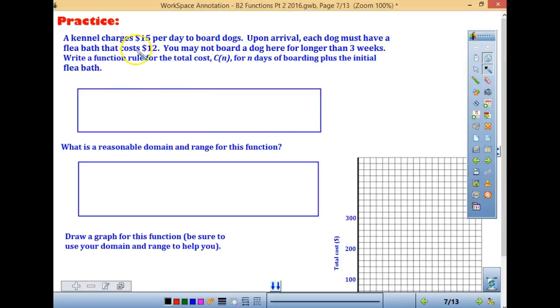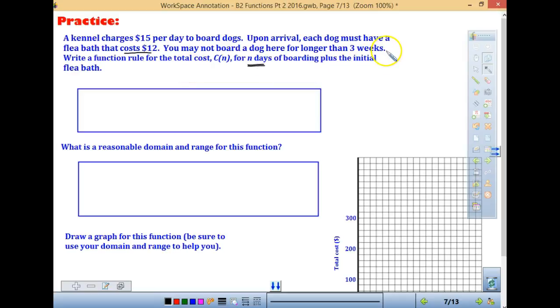Now, it says you go to a kennel, charges $15 a day to board your dog. Upon arrival, the dog must have a flea bath, and it costs you $12 for the flea bath. You may not board a dog for longer than 3 weeks. Write a function for the total cost for boarding N days.